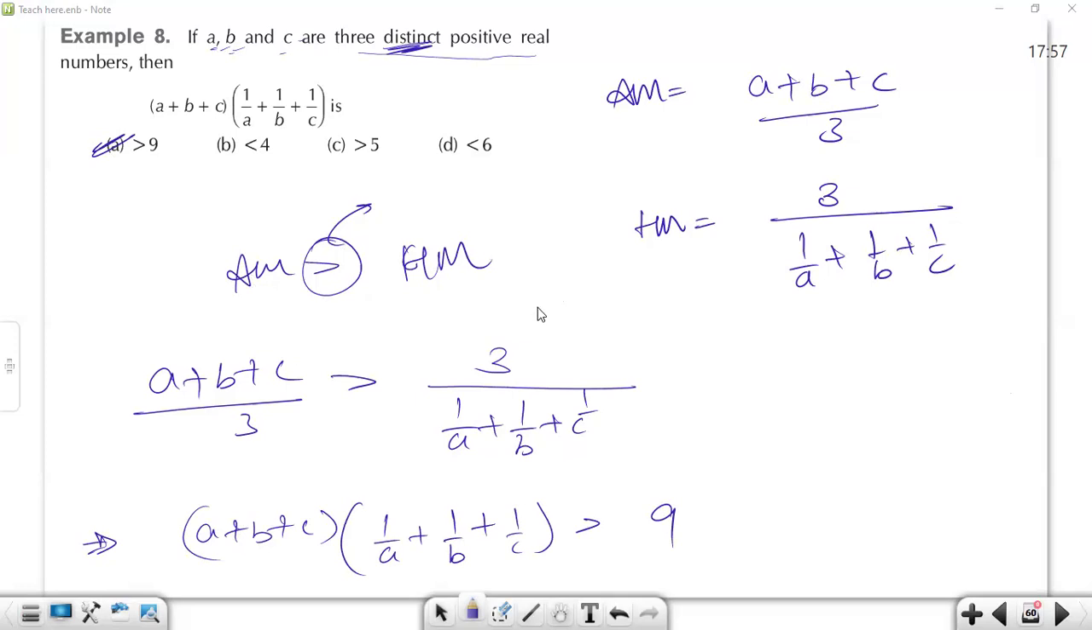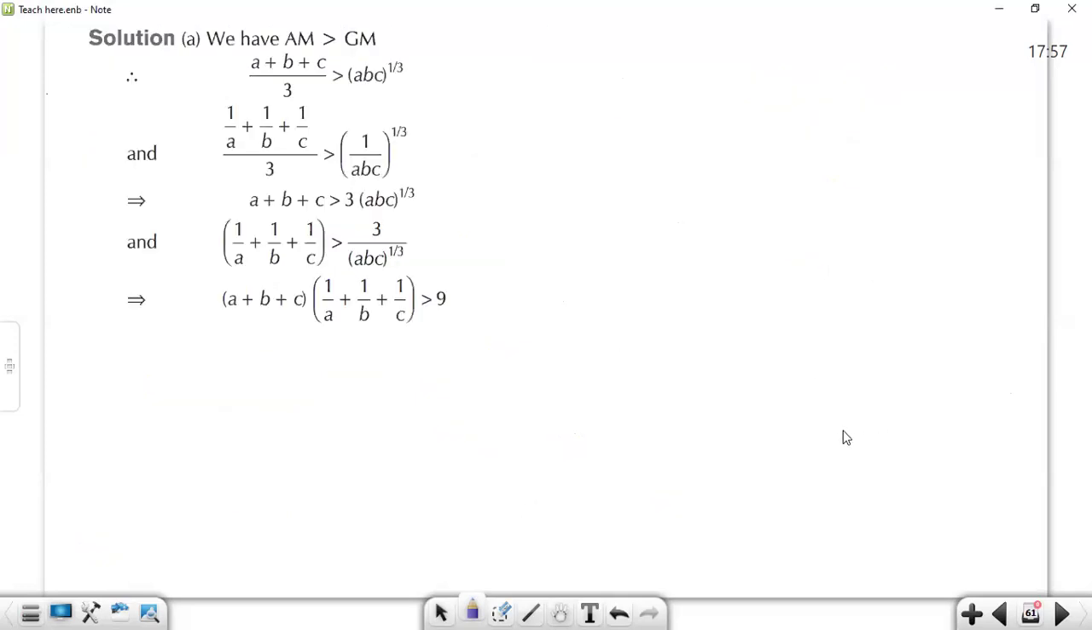So let's now move ahead. They have also gone for the same approach where they have made the arithmetic mean greater than the geometric mean. The arithmetic mean formula for three numbers A, B, C is A plus B plus C divided by 3, greater than A, B, C multiplied and whole to the power 1 by 3.